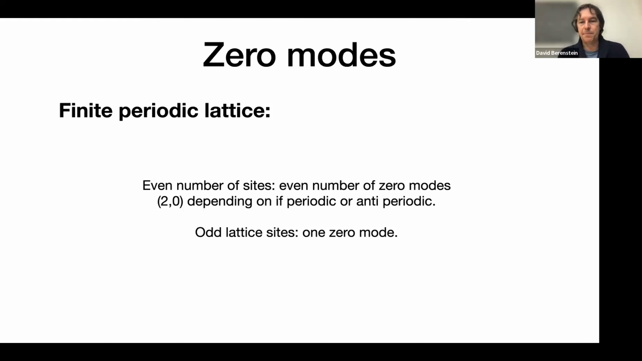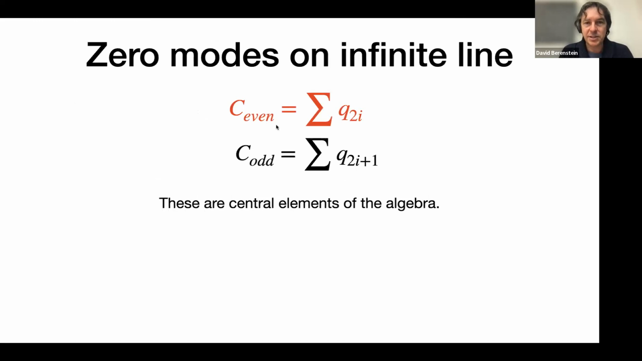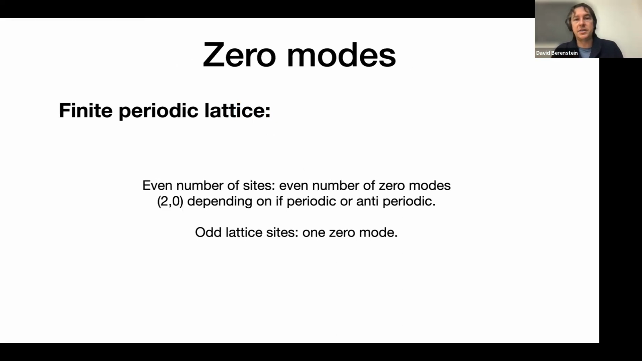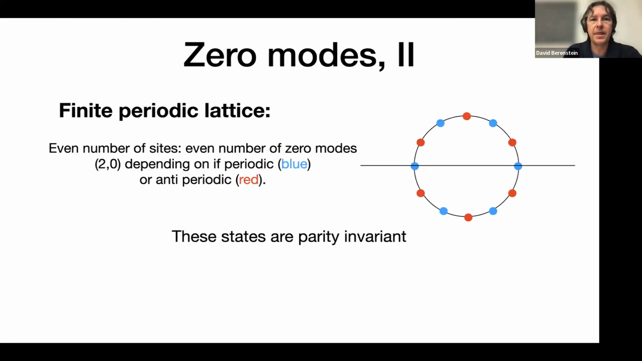Okay? And the reason is that on a lattice with an even number of lattice sites, you can still split between even and odd. In a lattice with an odd number of lattice sites, once you get to the end and you come back, what was even becomes odd, and what was odd becomes even, so there's only 1 0 mode. There's another way to explain this.